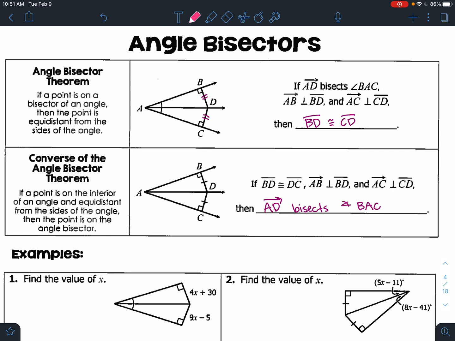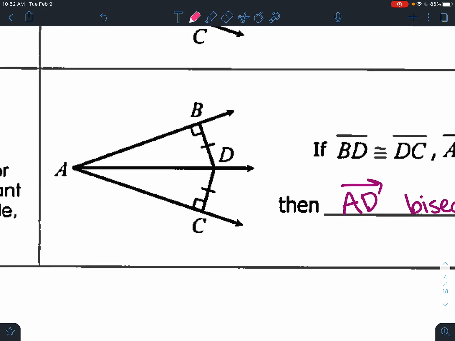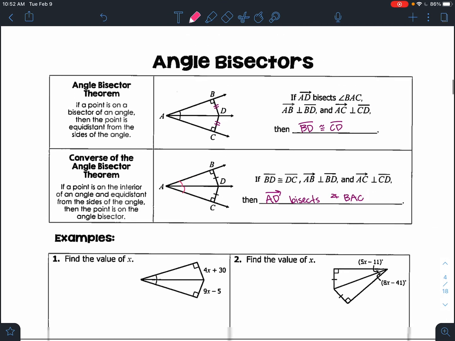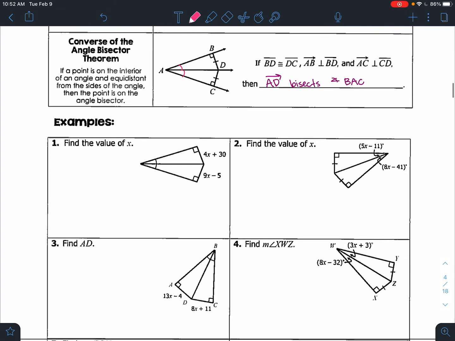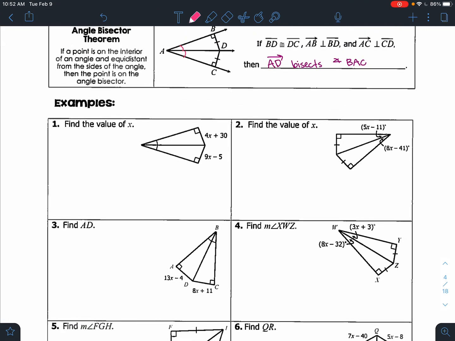Now remember, if AD bisects angle BAC, that doesn't tell me segment lengths. That tells me that angle BAD is congruent to angle CAD. Okay, so remember that an angle bisector tells us that two angles are congruent, not two segments. So same thing here. We're just going to set a bunch of things equal to each other, whether they are angles or segments, and solve for a variable.